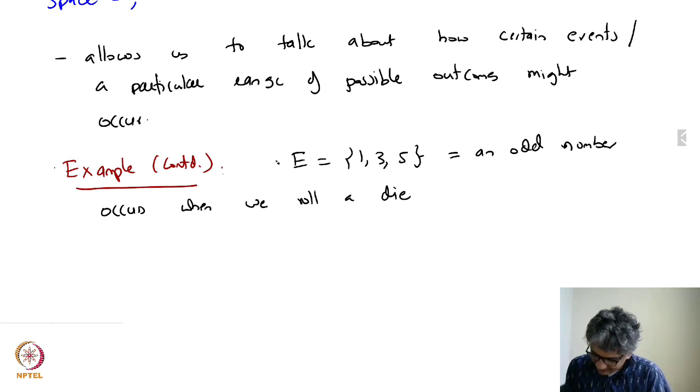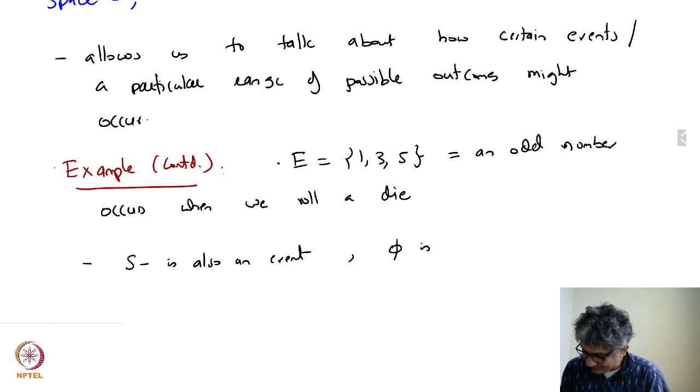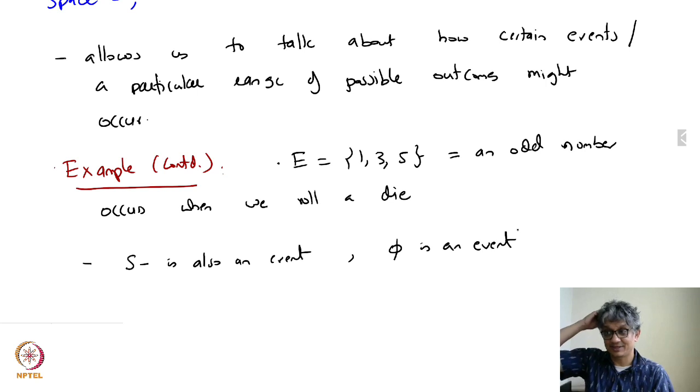The other remark that I'd like to make before I move on is that S is also an event. This is the entire sample space as the event. This means that anything can occur. The other thing is that the empty set is also an event. That means nothing occurs. Right? So that's what I mean by all possibilities or no possibilities. That's what the empty set is.